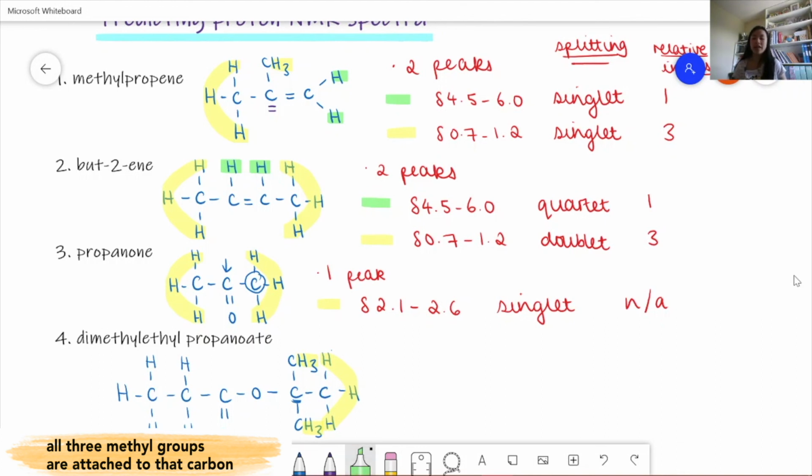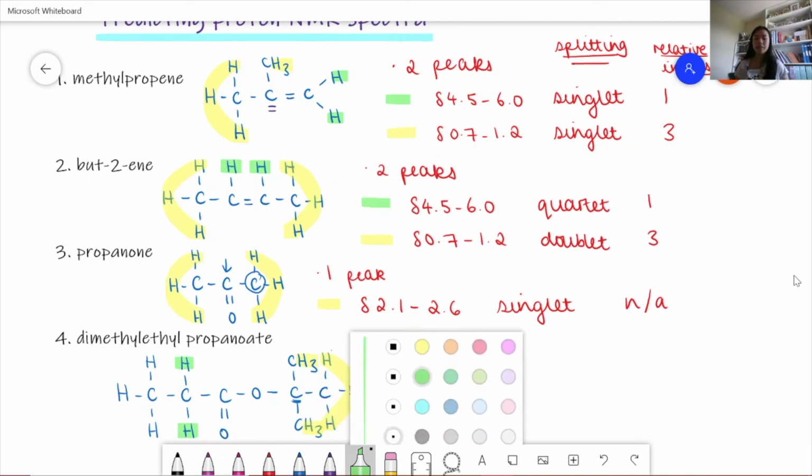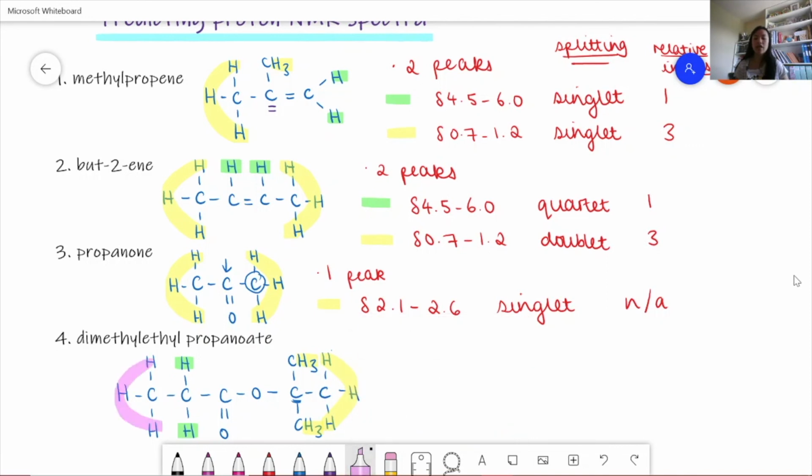And then if we look at these 2 hydrogens, they are in the same environment as each other because they're attached to a carbon with a methyl group and then an R group. And then finally, if we look at these 3 hydrogens, they are all in the same environment as each other because they're all attached to a carbon, which is then attached to an R group. So because we have 3 different environments, that means we have 3 peaks.